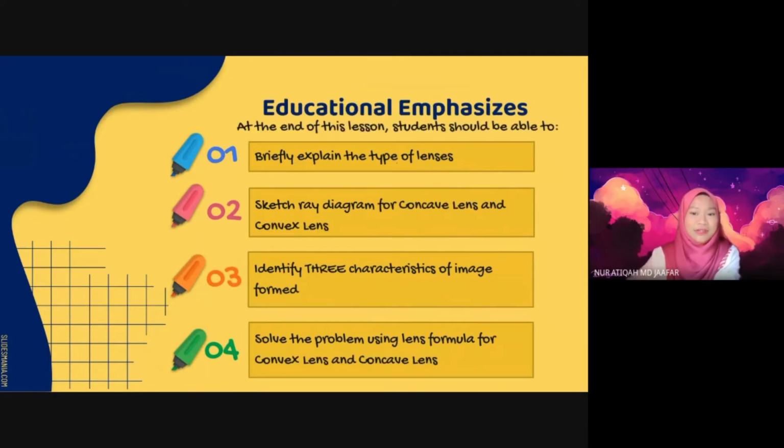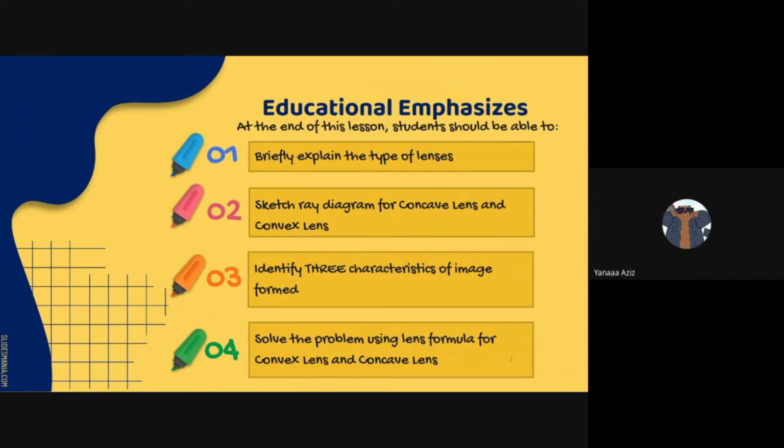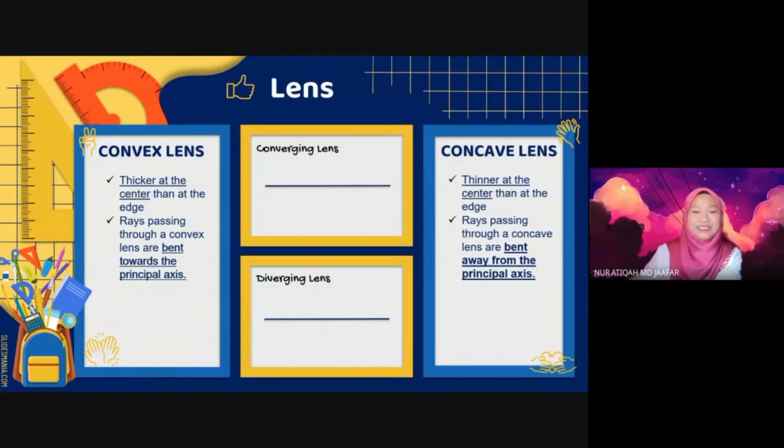And next, our educational emphasis. At the end of this lesson, students should be able to briefly explain the types of lenses, sketch ray diagrams for concave lens and convex lens, identify three characteristics of image formed, and solve problems using the lens formula for convex lens and concave lens. Okay, are you ready? Ready. Of course. Yes. Good.